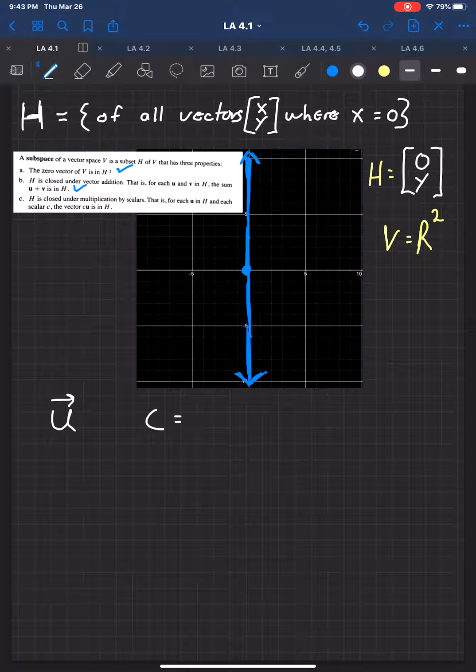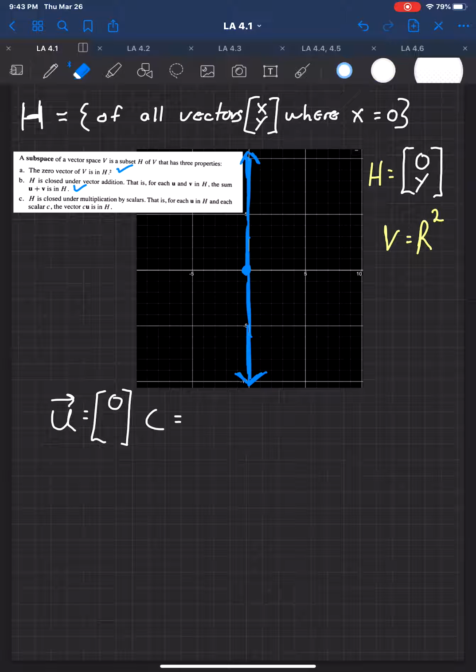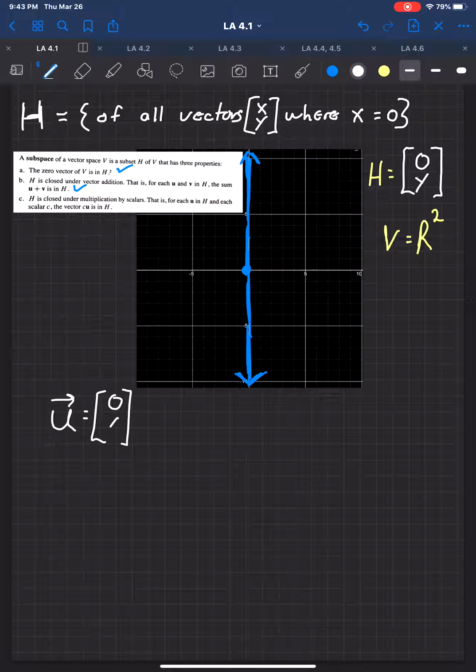All right, now, what are our choices? Our choices for vector u simply say that the x has to be 0, but we can choose a y value that's positive or a y value that's negative. Of course we can choose 0, but that's a duh statement at this point. Right? So these are our choices for vector u. What are our choices for scalar c?